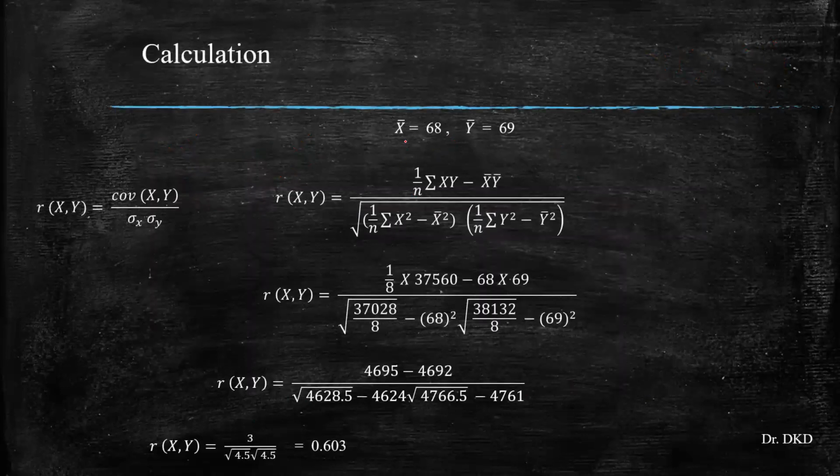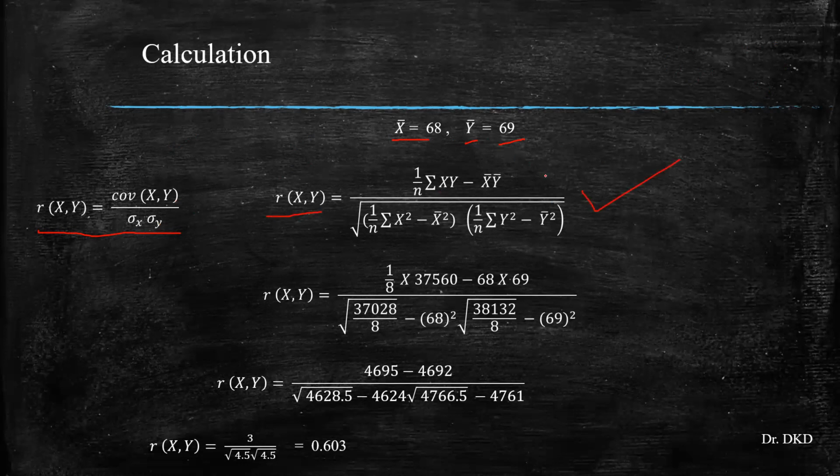We can calculate x bar, the mean: summation x divided by the number of observations, and summation y divided by the number of observations. We can get x bar and y bar. We have already discussed this formula, covariance of x and y over sigma x and sigma y. The same formula we can write like this: correlation between x and y is equal to this formula.